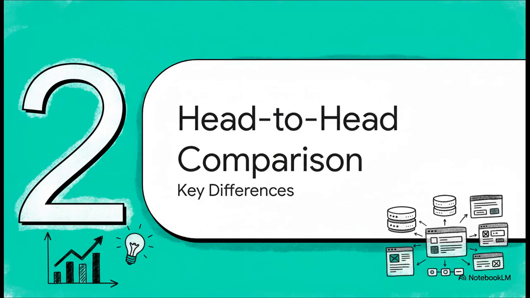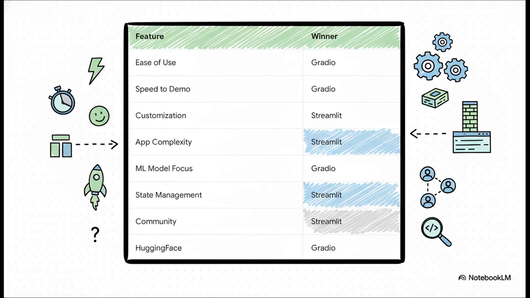Okay, so with that big idea locked in, let's get down to the nitty-gritty and see how this actually plays out across a few key areas. We're going to break down exactly where each one shines, and more importantly, why. Now, as we look at this table, you'll start to see a pattern emerge almost immediately, right?